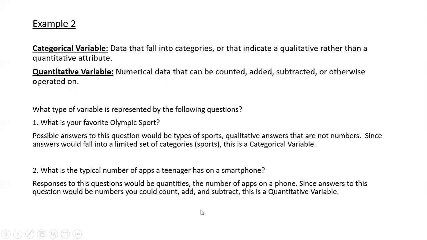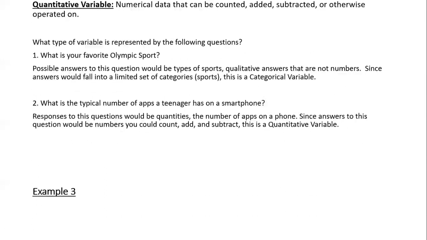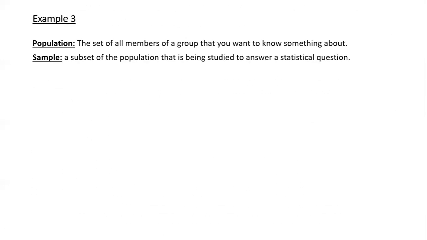It's not asking, what do you think should be the number of apps you have? It's asking for a fixed number. What number do you have on your phone? And it would be an answer where you would actually count the number that you have and give a number as your answer. So because of that, this would be a quantitative variable. Okay. All right. Next set of vocab.